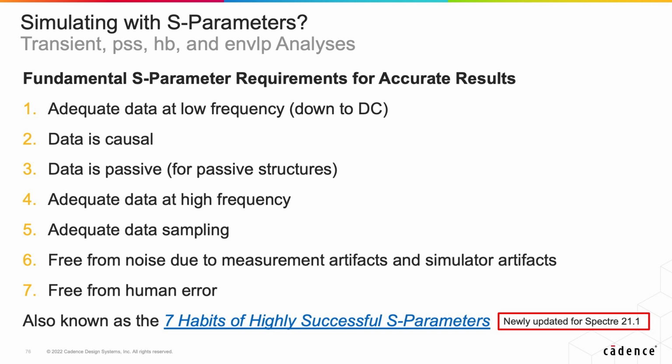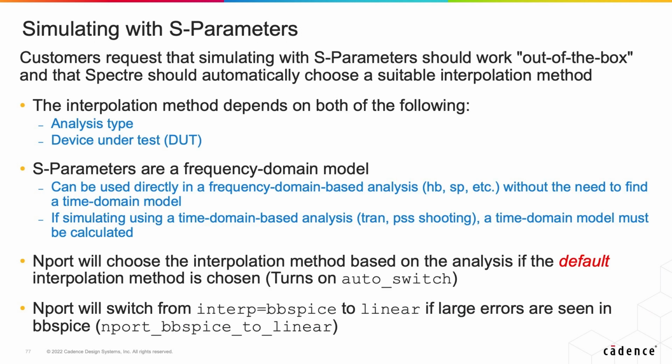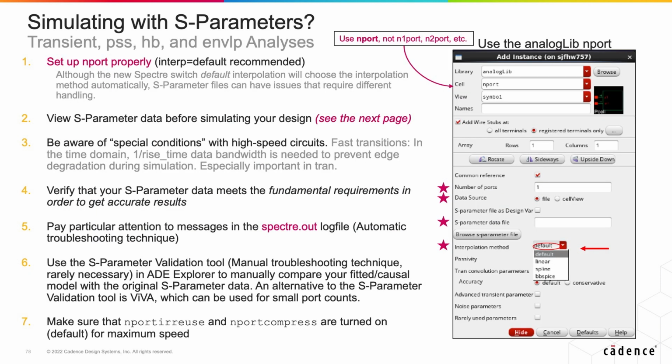Transient as well, because transient is in time domain, so convergence is an issue for S parameters in time domain. These are some of the fundamentals. You need to have enough data, down to DC, the data is causal, the data is passive, with adequate data at high frequency, all of these. And there are some ways to debug, like the interpolation method and the type of device, and this is, I think, the latest in the UI.